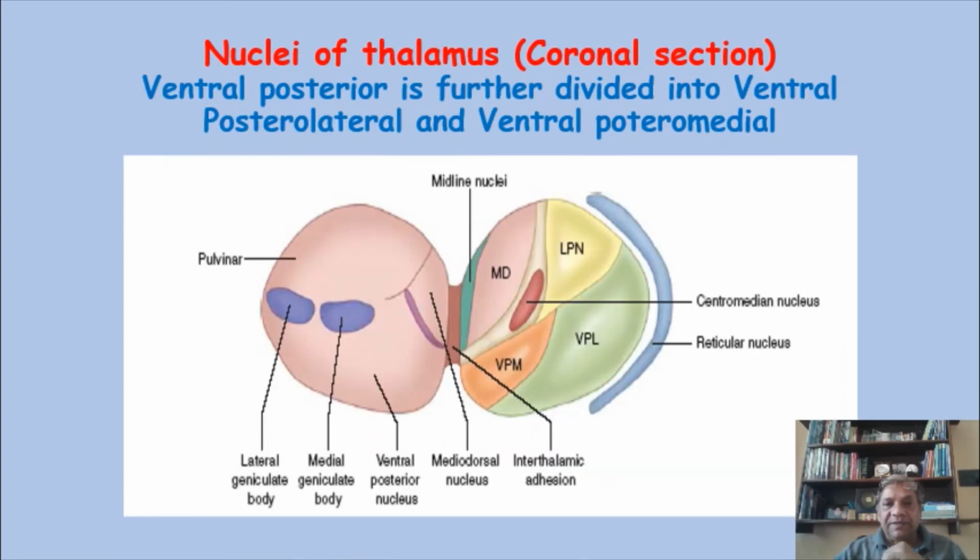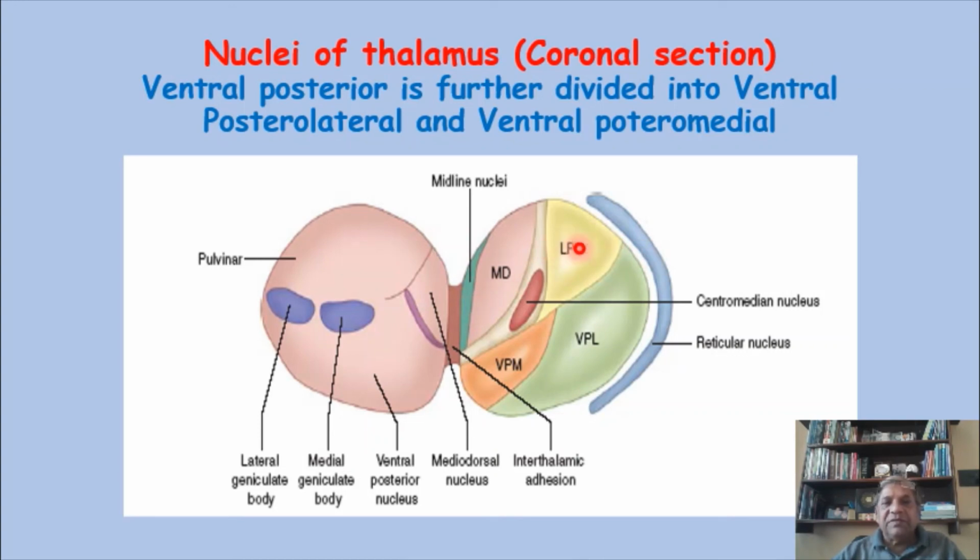Let us see here. Here we have given a coronal section. This is passing through the thalamus on this side. This is seen from the posterior aspect: pulvinar and the medial and lateral geniculate body. But here in the coronal section, that was a horizontal section. Now in the coronal section, see this subdivision. On the medial side were the medial dorsal and midline nucleus, no problem, which we have already covered.